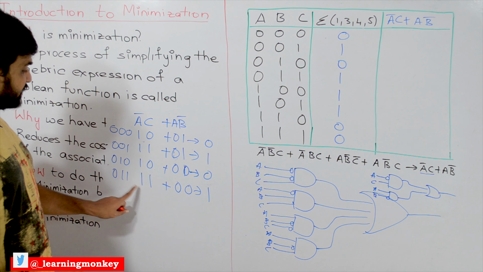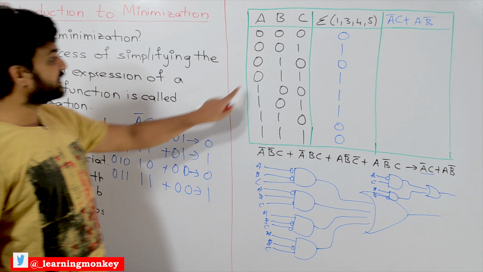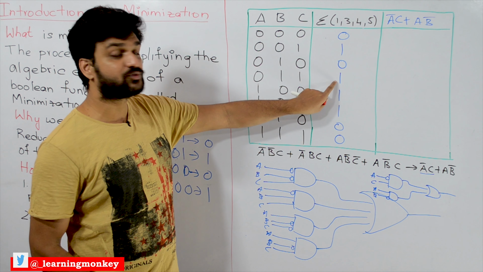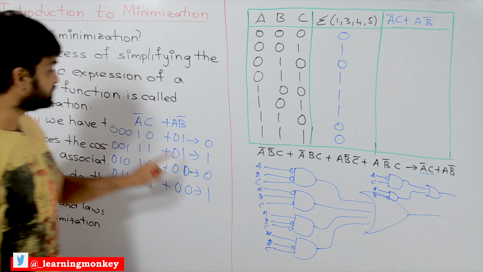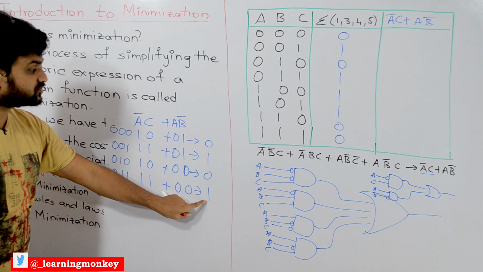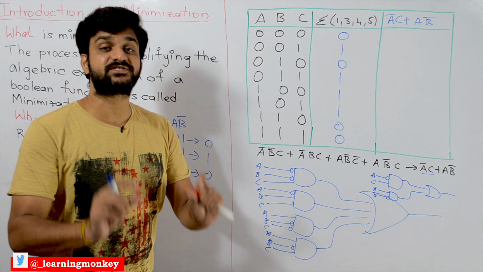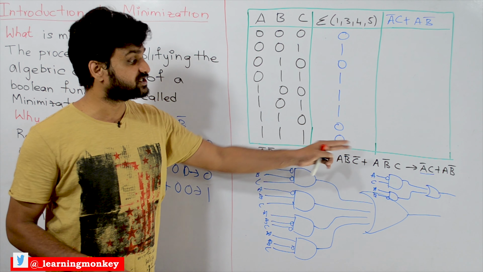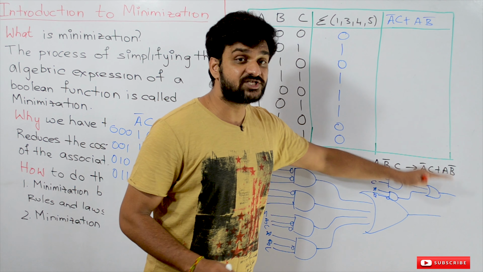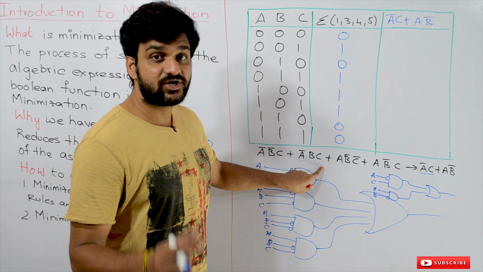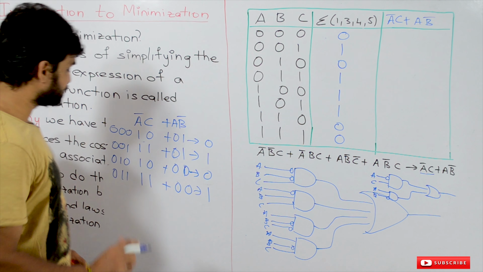Check here, whenever the input is 3, this function is producing an output of 1. Similarly, this function is also producing an output of 1. What I am trying to make you understand is that both these functions, even after minimization, generate the same outputs. This function is also acting like this function only. That point is very important to understand.